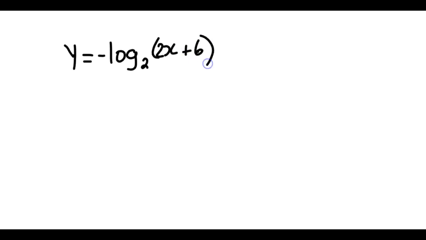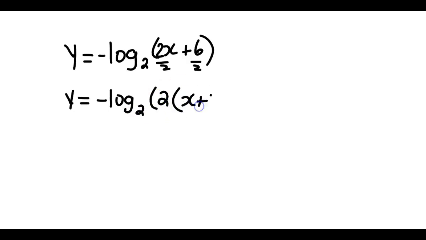So example 2 says we have y equals negative log base 2 of 2x plus 6. Okay, as soon as we see something right with that x, we have to divide out by it because we can't have it right with our x. So we'll divide by 2 and divide by 2 here. So we actually have y equals minus log base 2 of x plus 3. Okay, so when you write it like that, now it's easier to see that that's a horizontal stretch.